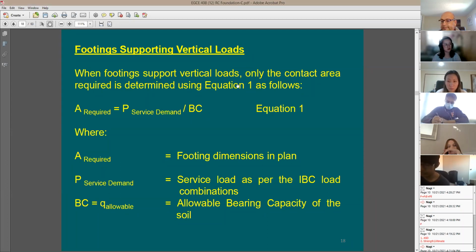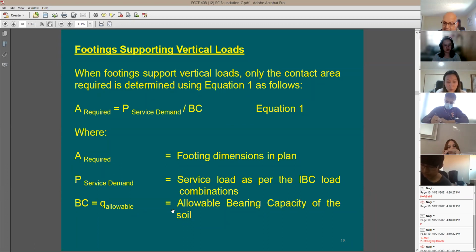So, okay. The contact area between the footing and the soil is going to be based on the allowable soil pressure. We call it here BC, which is the bearing capacity of the soil. What is BC? It's going to be Q allowable, the allowed bearing capacity of the soil. Where do you bring this? Who's going to give it to you? I'm going to say the soil engineer or geotechnical engineer.